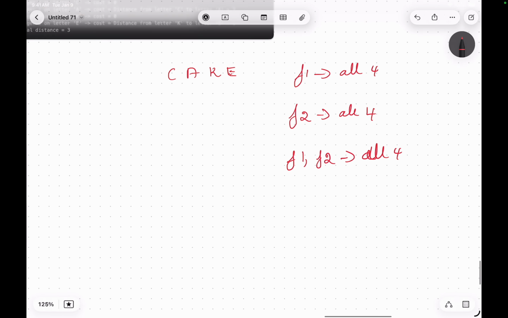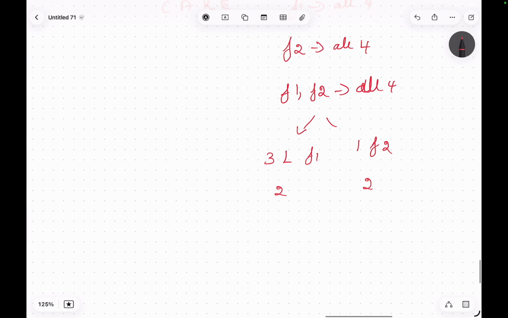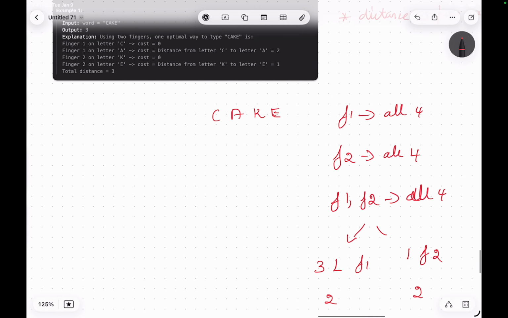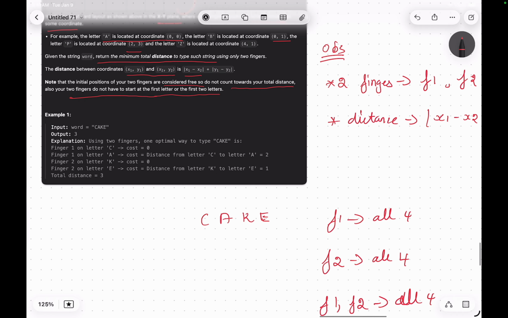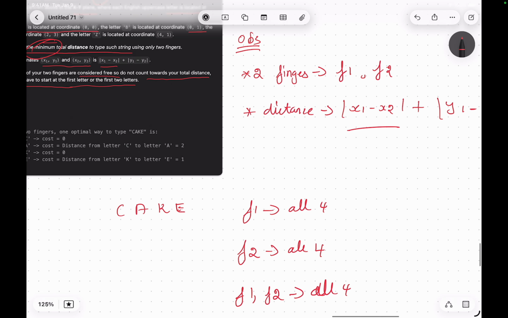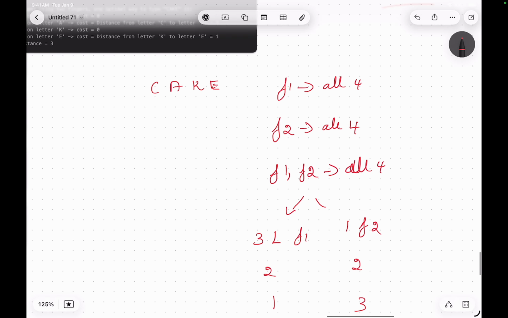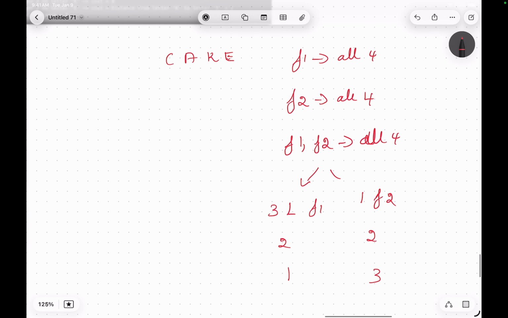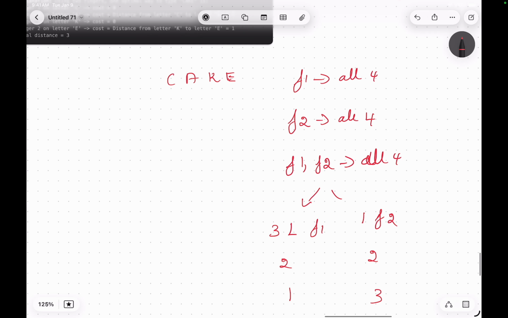So this can be divided into multiple combinations, because you may use finger 1 for three letters and finger 2 for one letter, or divide equally between the two, or you can have 1 and 3. So it is based on the decisions which we take, right? One thing to observe here is we need the minimum total distance, and we have this particular sub problem and this particular sub problem. It is based on choosing the decision and choosing the minimum distance from that particular thing.